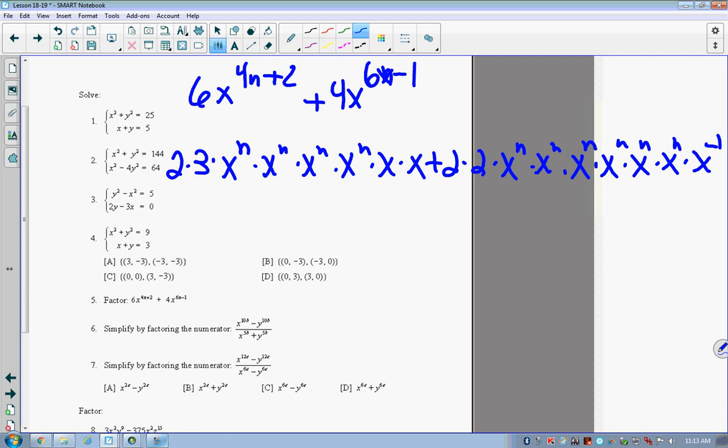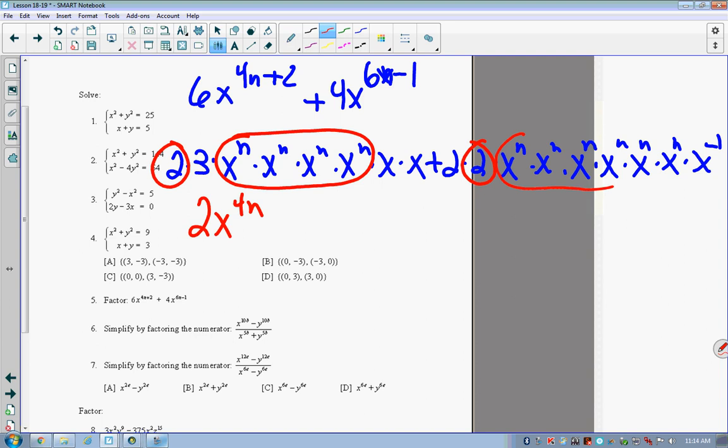So if we want to factor it, that means we're trying to find out what's common to both of them. They both have a 2, right? They both have x to the 4n, right? This has 1, 2, 3, 4 n's. 1, 2, 3, 4 n's, right? Yes? Okay.